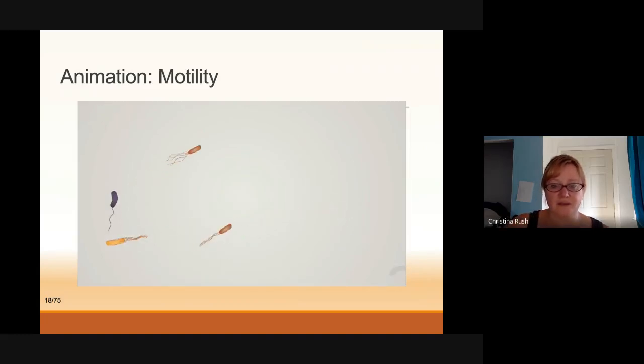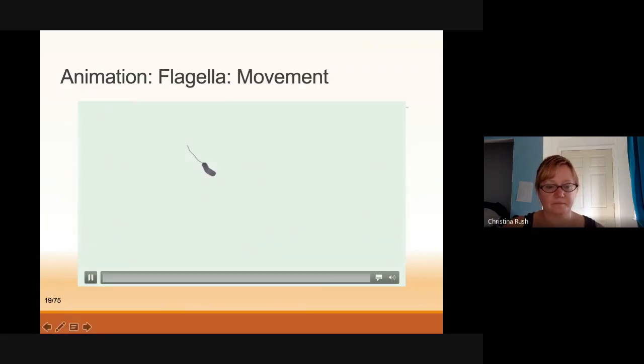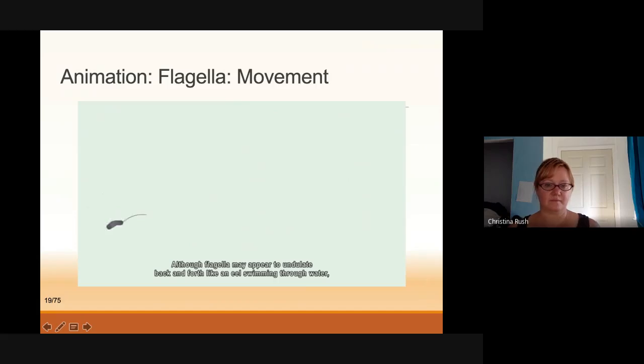All right. So if you were viewing a bunch of live cells under a microscope, maybe you'd see something fun like this. Although flagella may appear to undulate back and forth like an eel swimming through water, they actually rotate 360 degrees, clockwise or counterclockwise. The basal body spins, much like the drive shaft of an electric motor, producing this motion. When the flagellum rotates counterclockwise, the bacteria runs in a single direction. When the flagellum rotates clockwise, the bacterium tumbles and changes direction.